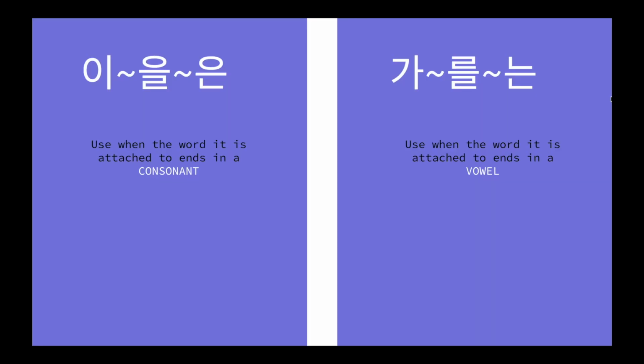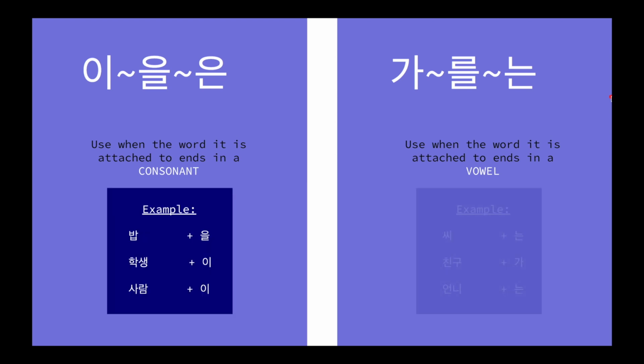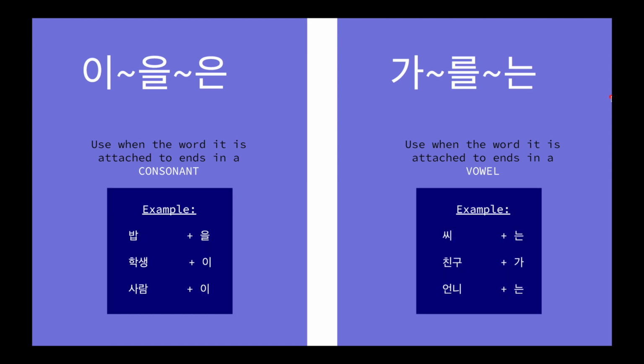For 이, 은, 을, we attach the particle to a word that ends in a consonant. And for 가, 는, 를, we attach the particle to a word that ends in a vowel. Here are some examples. 밥을, 학생이, 사람이, 씨는, 친구가, 언니는.